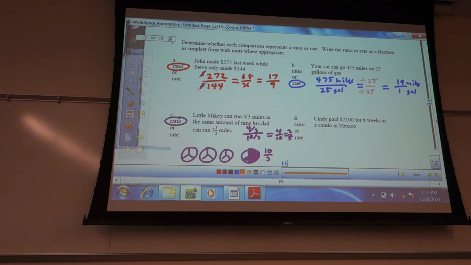Everyone do that one. I'm going to take a minute, do that one on your own. The last one is more common. I probably won't give you something like C. I probably won't give you fractions in there. I'll probably stick with the whole numbers, like A, B, and D. So everybody do D.